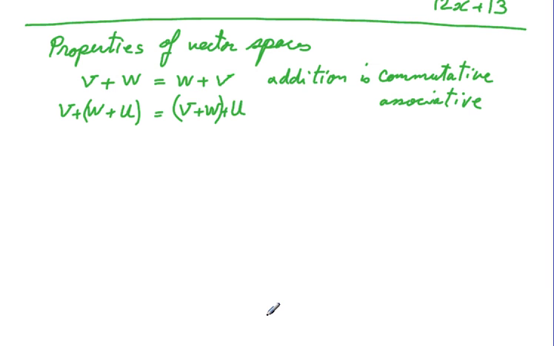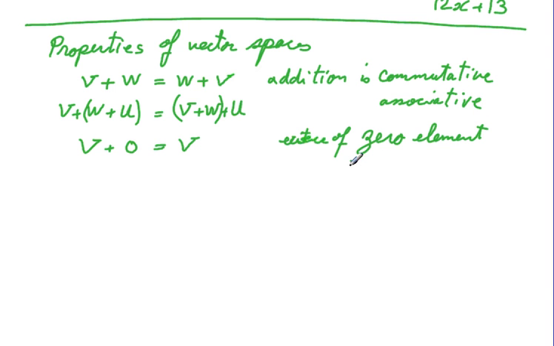What else we have? We have something called the zero element, which has the property that if you add it to anything, it does not change it. So, existence of zero element or identity element of addition.